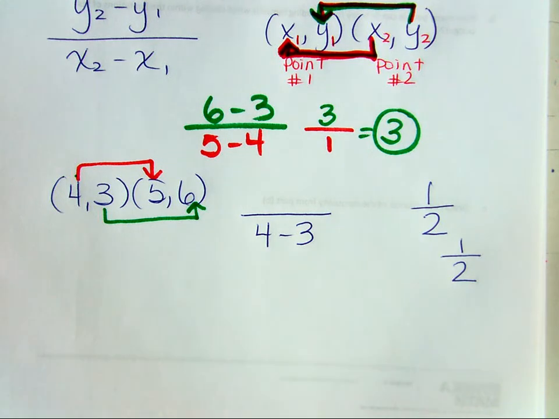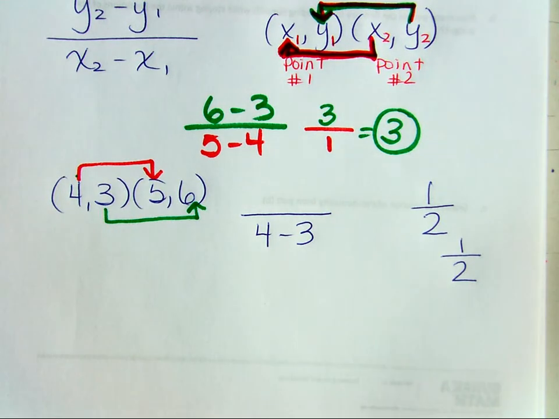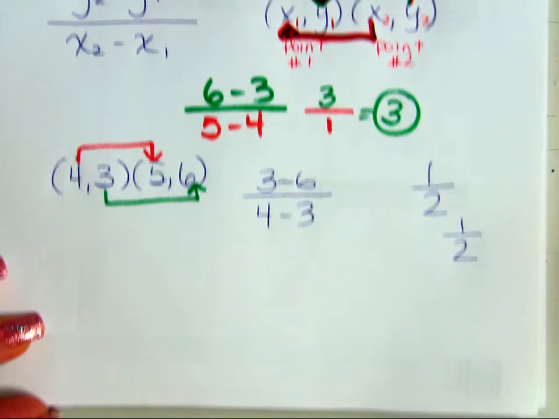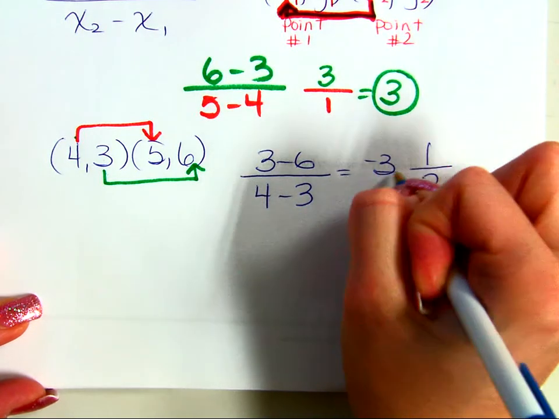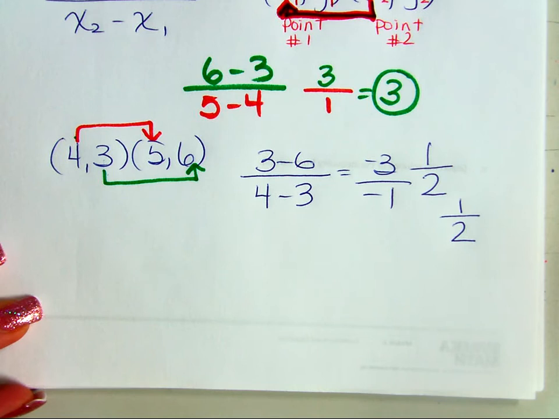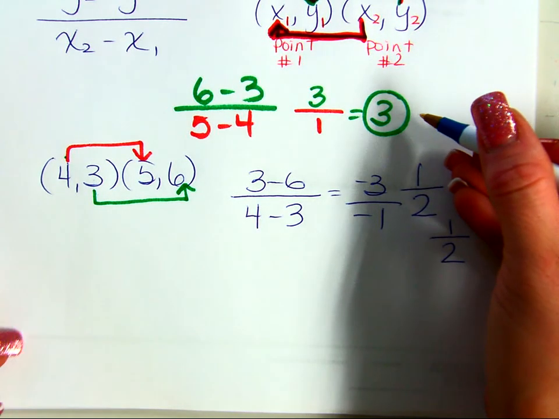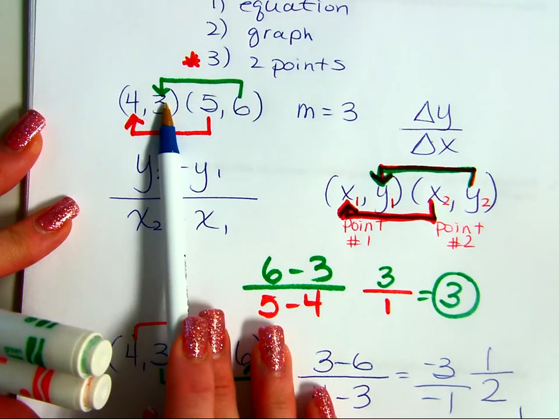And I've seen it. Every time kids go this way, I get a reciprocal answer. Do you know what I mean? Their answer is flipped upside down because they put it in the wrong spot. So then the 3 and the 6 go here. And I want to show you what you'll get. You'll get -3 over -1, which is the same as 3, which gives you the same answer if you put them in the right spot. So you will always see me going from back to forward.